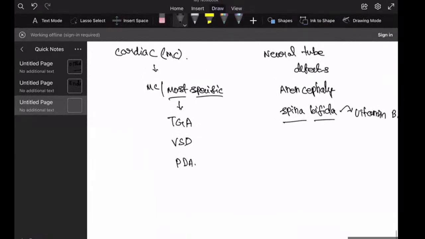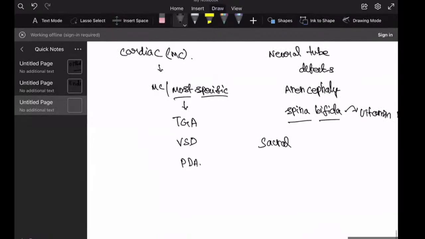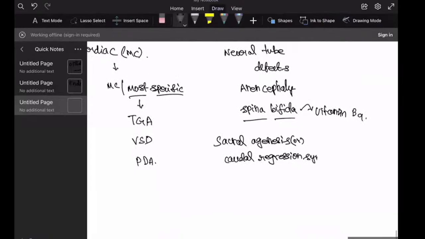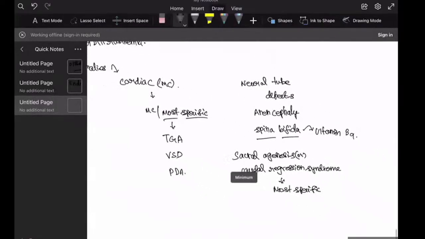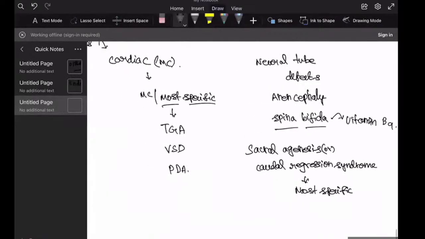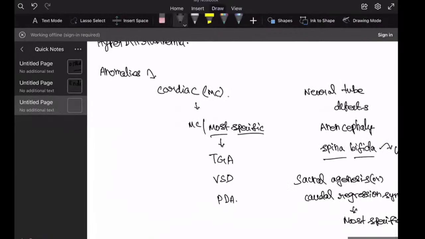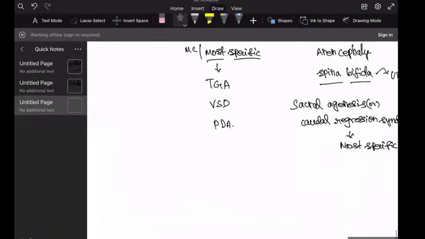And in neural tube defect, sacral agenesis or caudal regression syndrome is the most specific anomaly as far as neural tube defect is concerned. In neural tube defect, the most specific defect is going to be sacral agenesis. Cardiac, most specific or most common anomaly is going to be TGA. Second, VSD. Third, PDA.